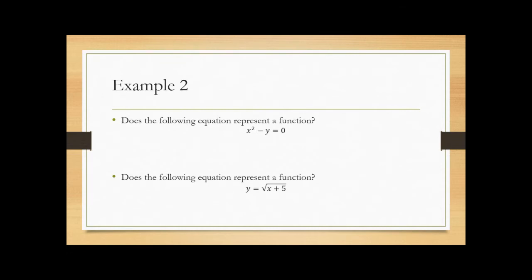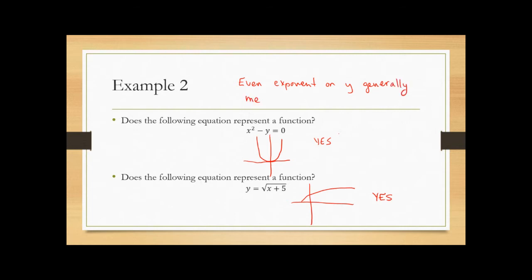So I'm going to draw both of these pictures on my slide. So here we got a parabola. So this is a function. And then the other one, when we drew that, we got something that looks like that, and that is also a function. And then if you have an even exponent on the y, generally means not a function. Oops, let me spell that correctly. Generally means not a function.